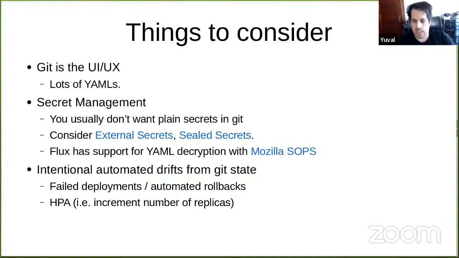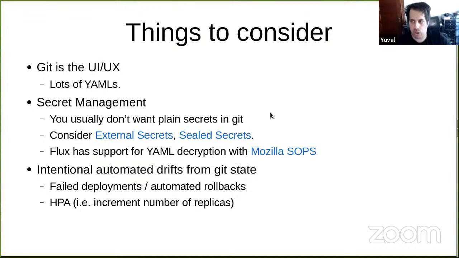Another thing you want to take into account is secret management. You probably don't want to have secret data in Git, and there are several solutions for that. There's External Secrets from GoDaddy that allows you to use your KMS to decrypt secrets. There's Sealed Secrets from Bitnami that allows you to use PGP to decrypt secrets. Flux, in addition, has support for Mozilla SOPS, which allows you to encrypt arbitrary YAMLs, not just secrets, which is nice.